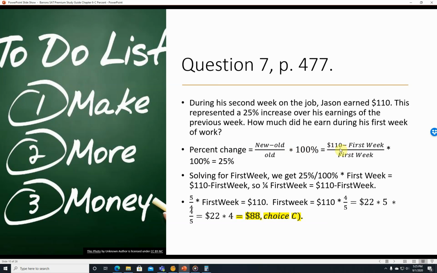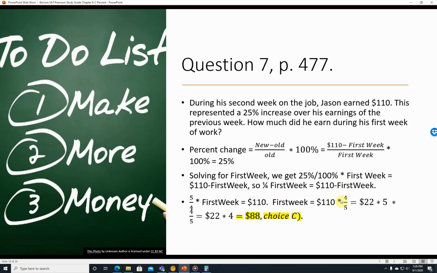So it's going to be $110 minus first week, whatever the amount he earned the first week was, over the first week times 100%, and we know it's equal to 25%, so we just have to work this backwards and solve for the first week. So solving for first week, we get 25% divided by 100% times first week equals $110 minus first week. So all right, we know 25 over 100, and the percents cancel out. We get 1/4 of first week is equal to 110 minus first week. So let's add first week to each side. So we get 5/4 of first week is equal to $110.